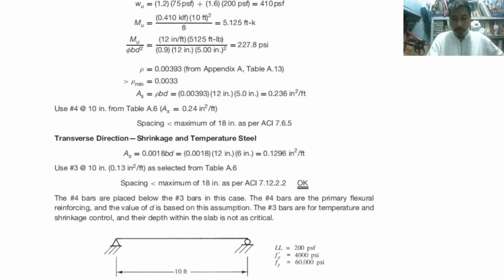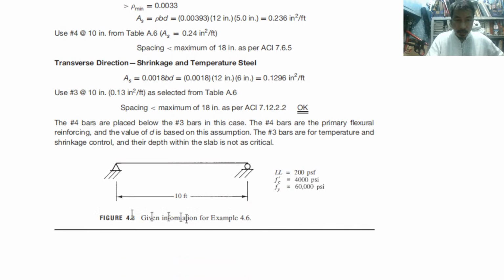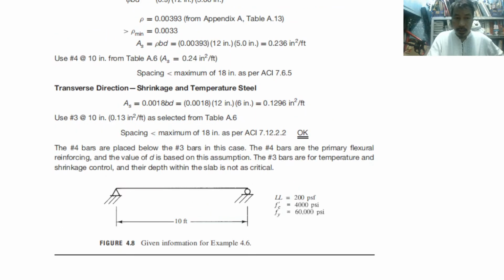So where is the figure? This is the figure. So live load 200, f'c 4,000, fy 60, span length 10 feet. So let us design the one-way slab.